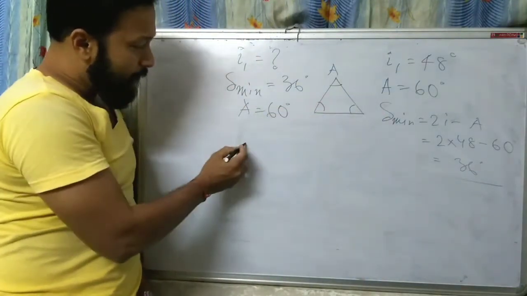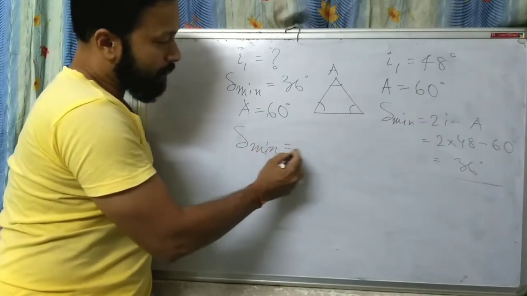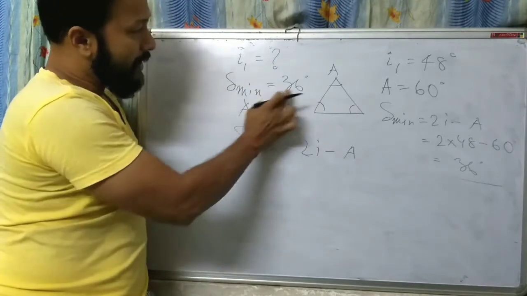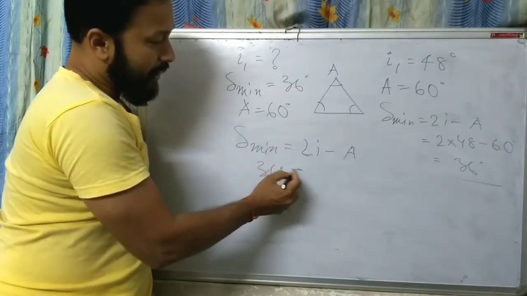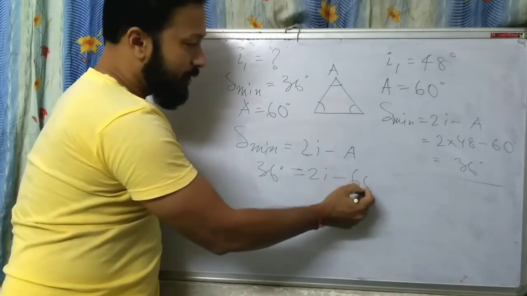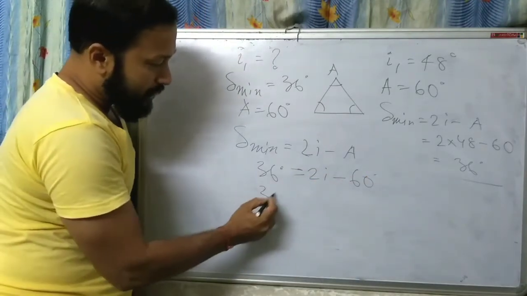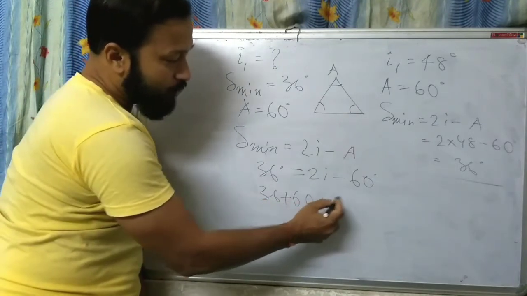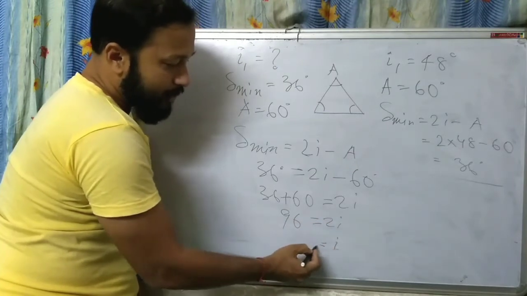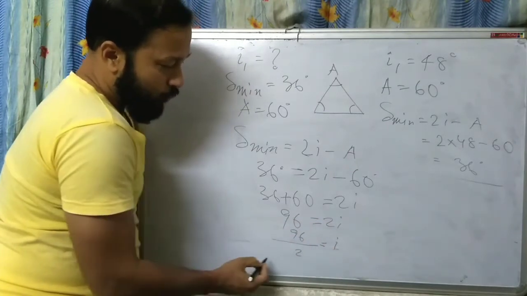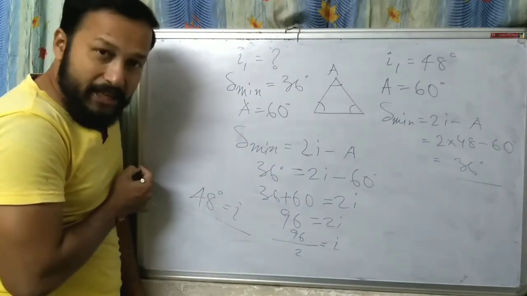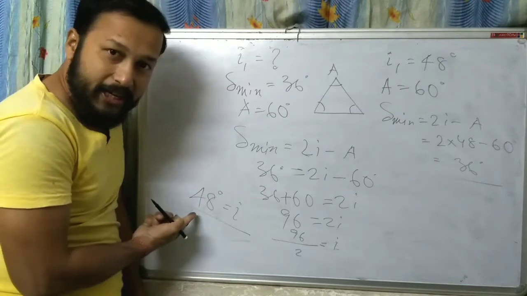Now again we'll use the same formula, 2i minus A. What is delta min? Delta min is 36 degree, equal to 2i, which we do not know, minus A, which is 60 degree. So 36 plus 60 equals 2i. That is 96 equals 2i. So i equals 96 by 2, that is 48 degree. So the angle of incidence is 48 degree.